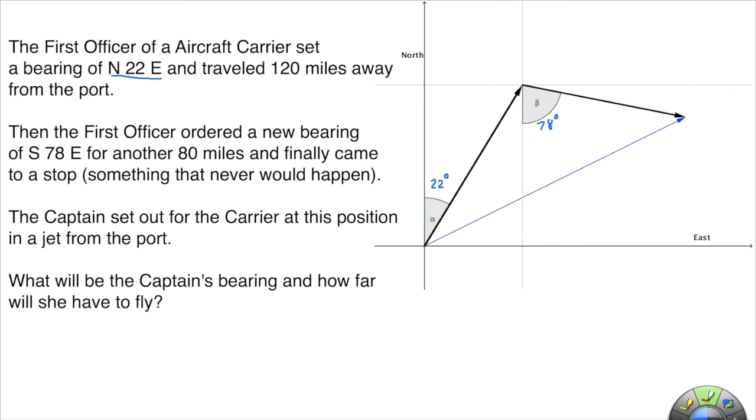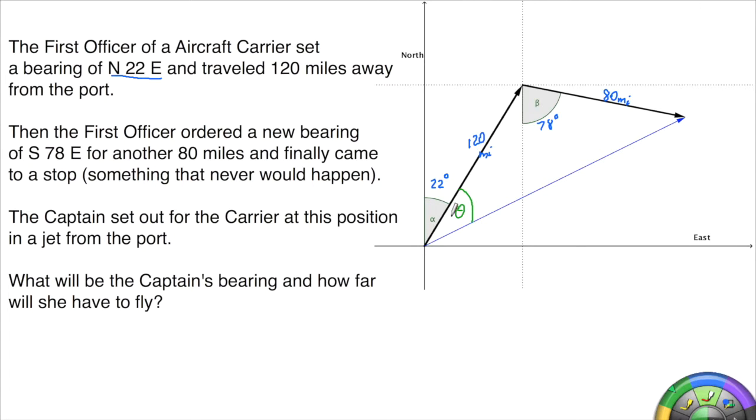Now the problem with this is a lot of the angles aren't known, but some of the sides are. Like this side here is 120 miles, and this side over here is 80 miles. So what we really need is this angle over here. We'll call it theta of this triangle.